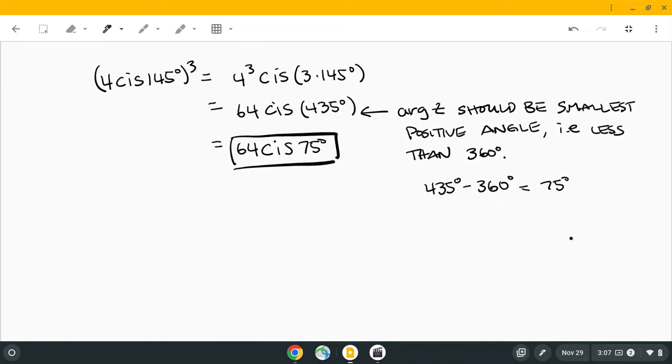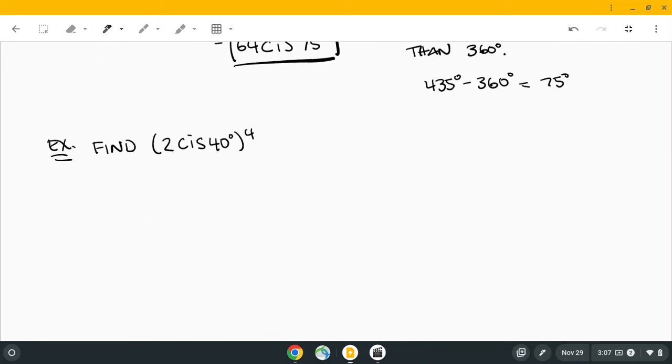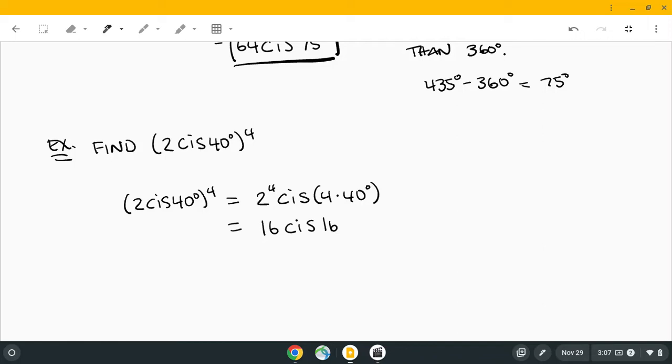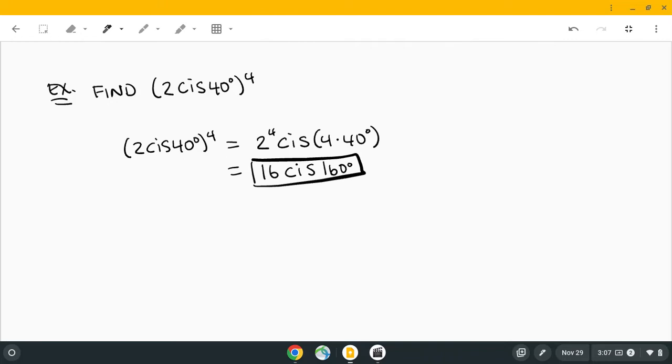All right, let's try this one. Let's find 2 cis 40 degrees to the fourth power. So 2 to the fourth, cis 4 times 40. 2 to the fourth is 16, cis 4 times 40 is 160 degrees. That's between 0 and 360, so that one is perfectly fine.